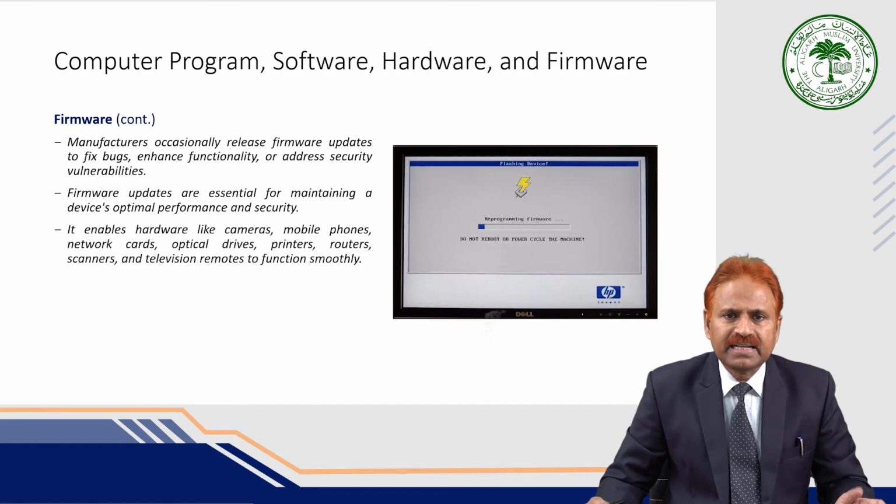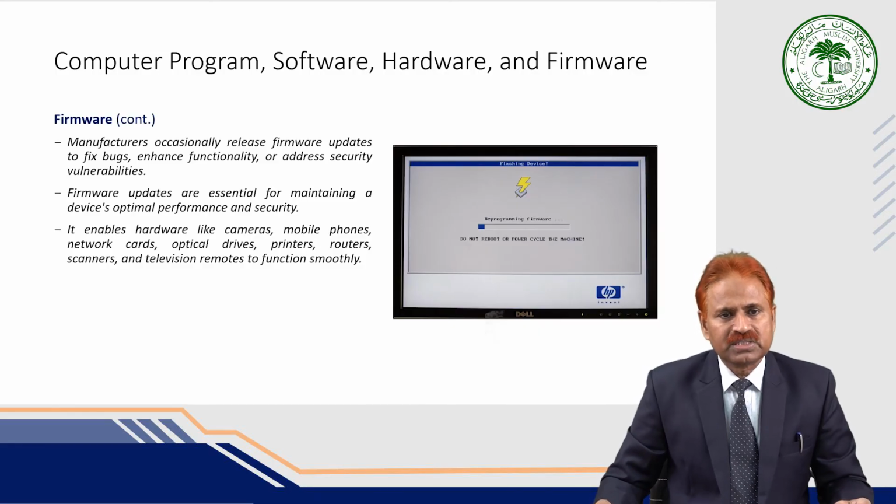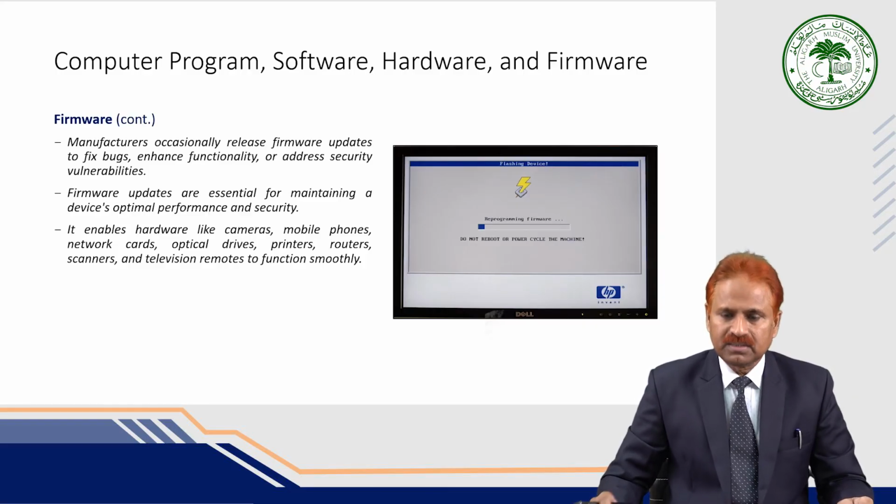Manufacturers occasionally release firmware updates to fix bugs, enhance functionality, and address security vulnerabilities. Firmware updates are essential for maintaining a device's optimal performance and security. It enables hardware like cameras, mobile phones, network cards, optical drives, printers, routers, scanners, and television remotes to function smoothly.